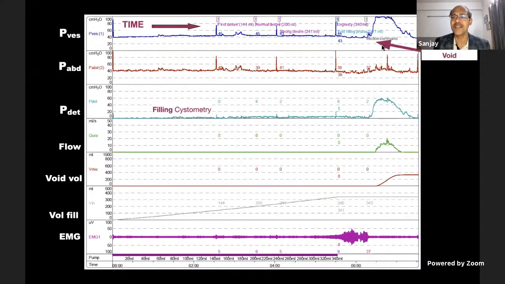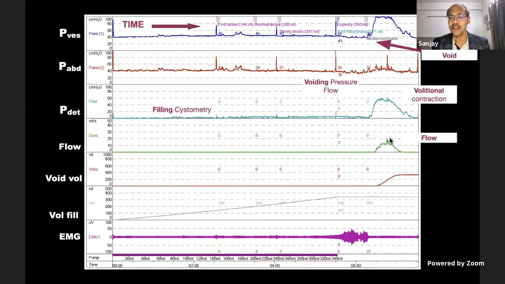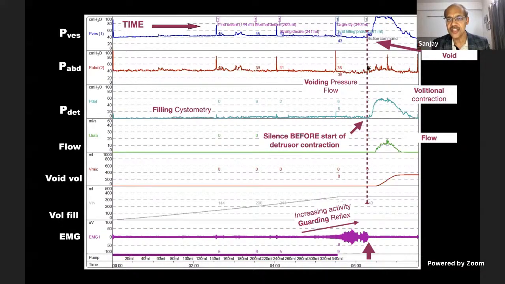Here you can see is the place where the micturition command has been given. That's the voiding pressure. You can see here the voiding contraction, the flow. You can see that the EMG often, but not always, shows an increase in activity as the bladder fills up. And then when you give the command to void, right at that moment, you can see just before the detrusor contraction happens, actually the sphincter becomes silent. And then you have the flow occurring. So the silence of the sphincter typically happens before the onset of the detrusor contraction.